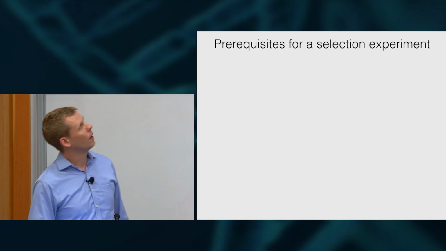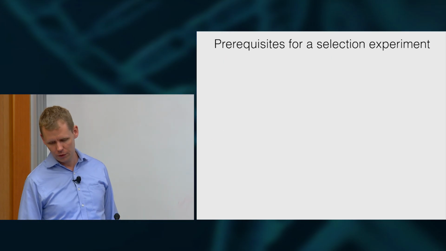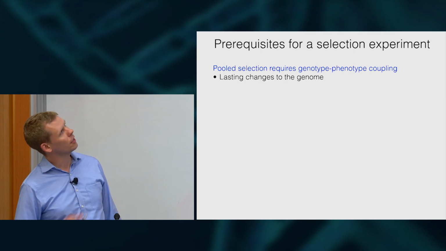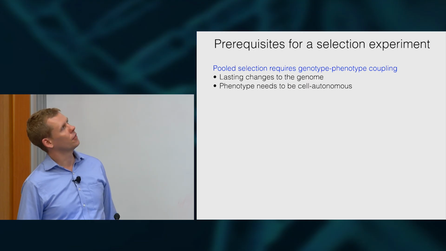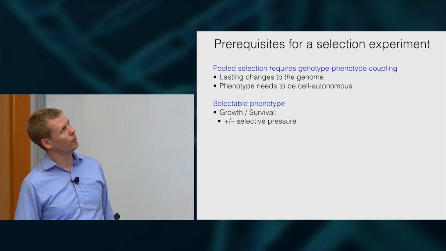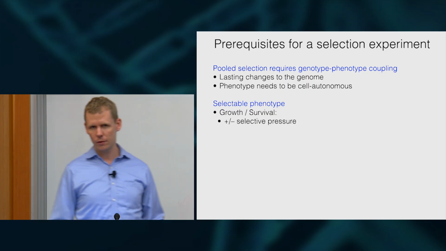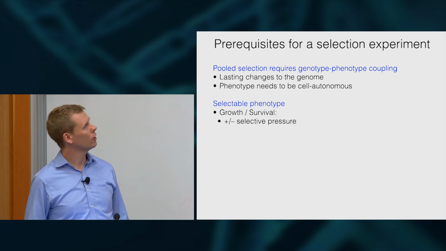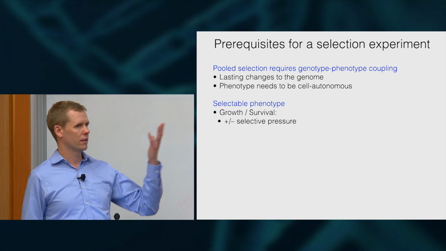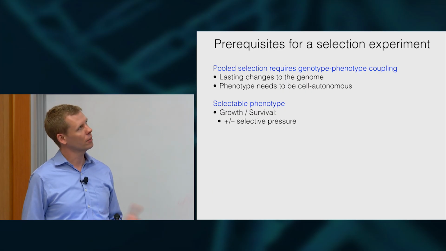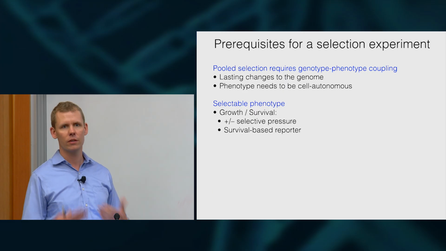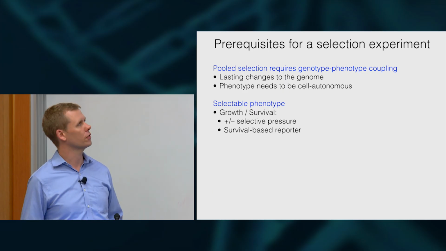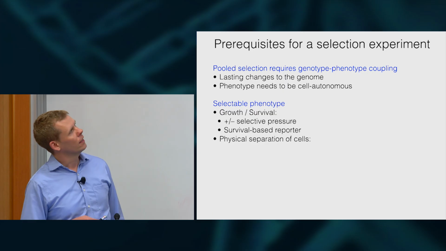Okay, as I said, selection experiments have certain prerequisites for you to be able to do one. As I said, genotype-phenotype coupling is important, so we need to make lasting changes to the genome. This phenotype needs to be cell-autonomous, and what is such a phenotype? We can definitely look at growth and survival, and there were some examples already just looking at things impacting growth and survival, say, of cancer cells. You can do that in the presence of a specific selective pressure. The example of the bacterial toxin was such a selective pressure, and as you saw, you can pull out all sorts of cell biology from applying an interesting selective pressure.